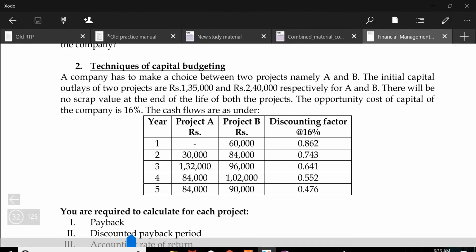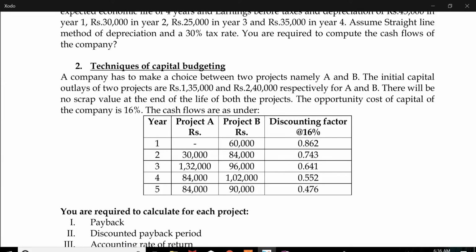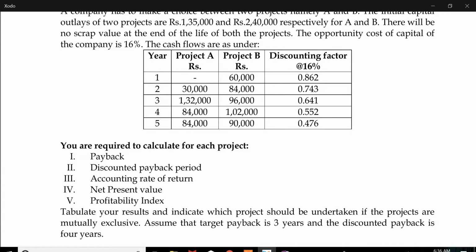Payback equal to base year plus unrecovered cash flow of base year divided by cash flow of next year.